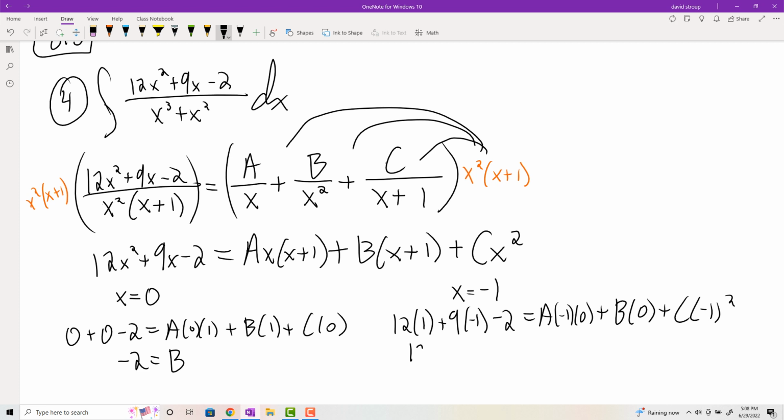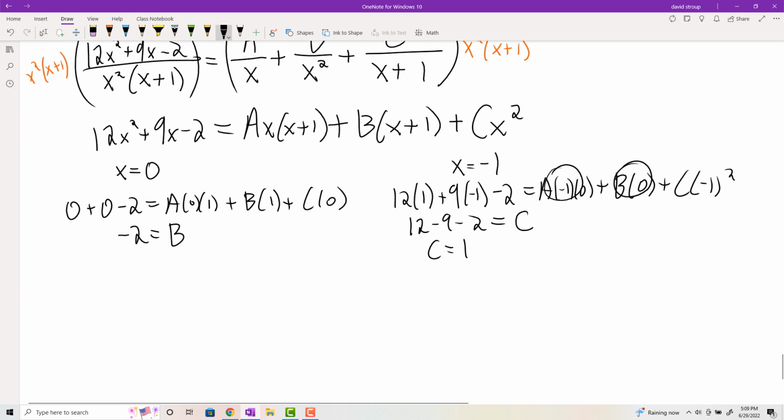Okay, so on the left I have 12 minus 9 minus 2. On the right, this will be 0, this will be 0. You just have c times negative 1 squared. Negative 1 squared is 1, so you just have c. So c will equal 1.